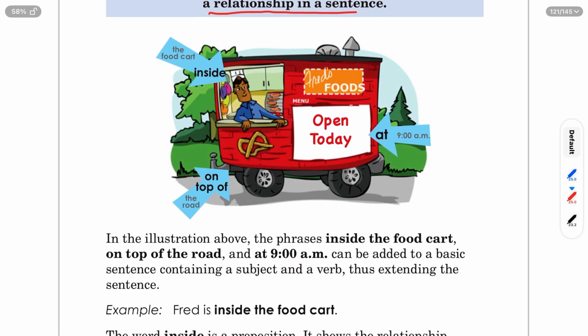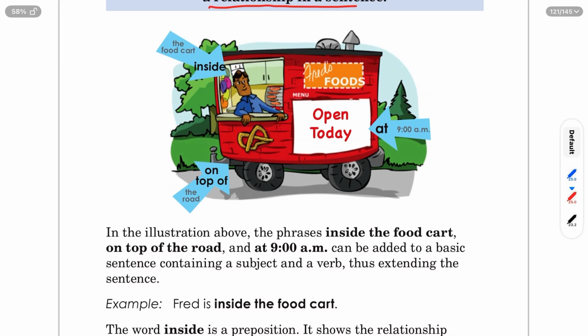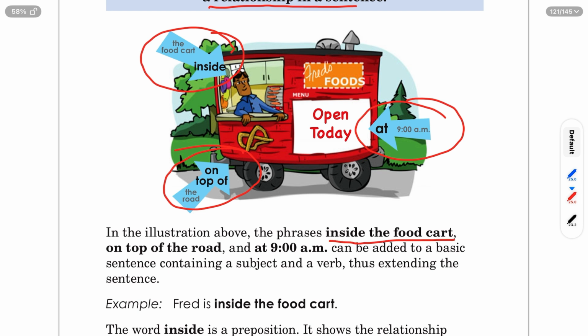Here you can have a look at this picture: inside the food cart, at 9 a.m., on top of the road. So in the above picture, the phrases inside the food cart, on top of the road, and at 9 am can be added to the basic sentence containing a subject and a verb, thus extending the sentence.